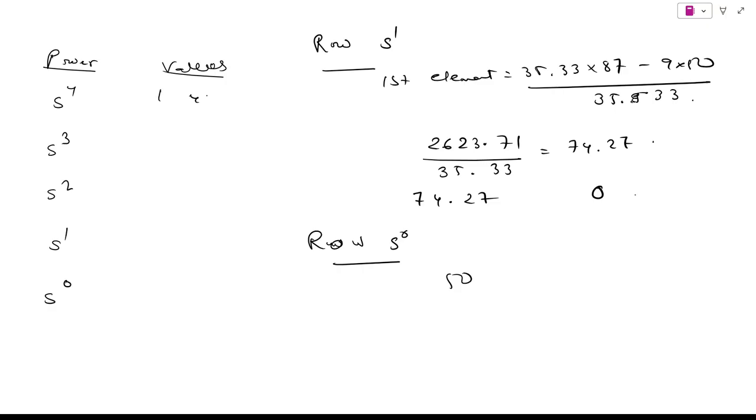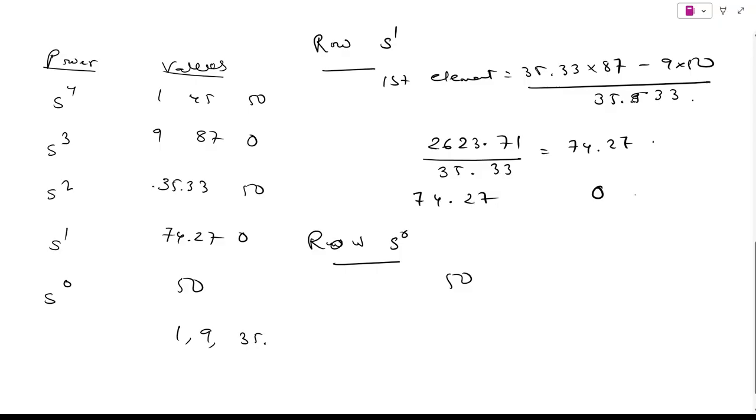This is 1, 45, 50. This is 9, 87, 0. And this is 35.33, 50. And this is 74.27, 0. And this is 50. Okay. Now look at the first column. 1, 9, 35.33, 74.27 and 50. Every number is positive, no sign change. So therefore number of right half plane poles will be 0. So the system is stable.